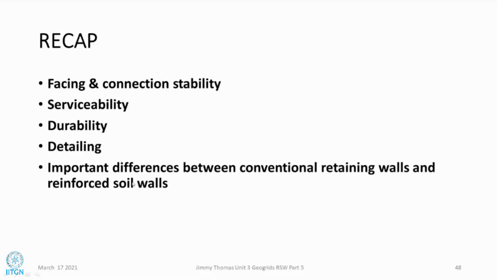Reinforced soil walls have great advantages: great economy, a lot of flexibility, a very versatile technology. But we have to take slightly more extra care in design, especially of the soil. That I conclude.